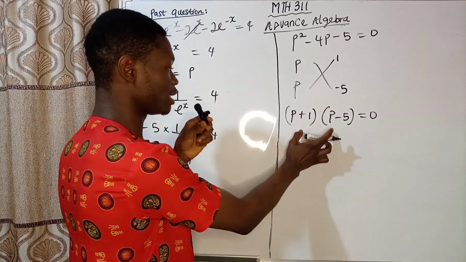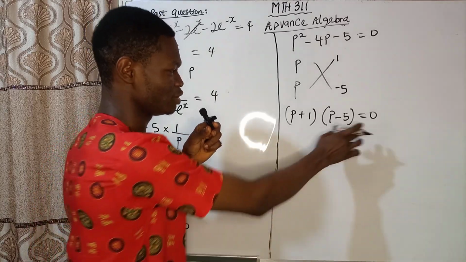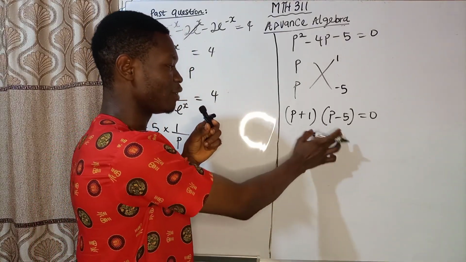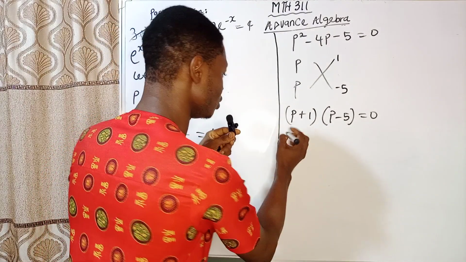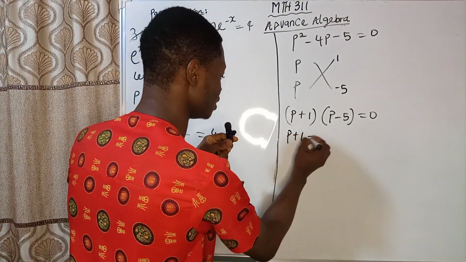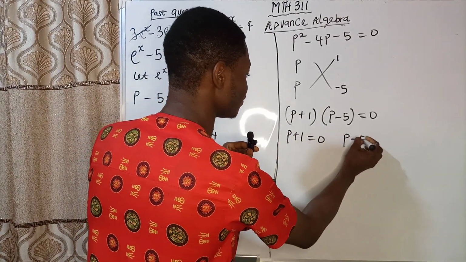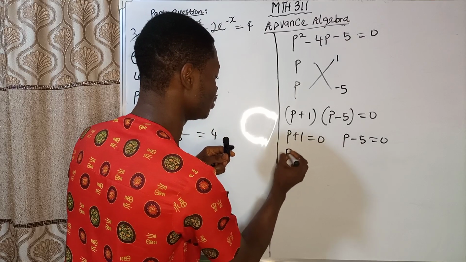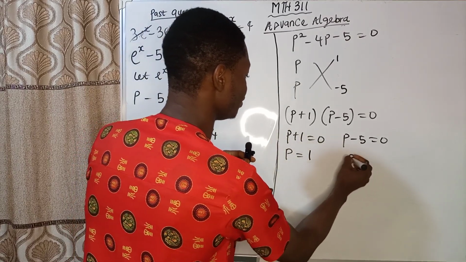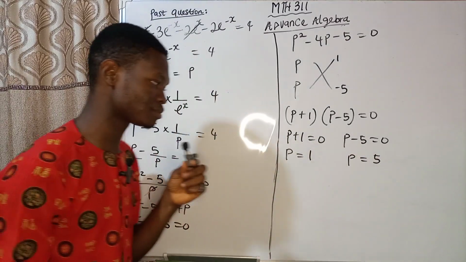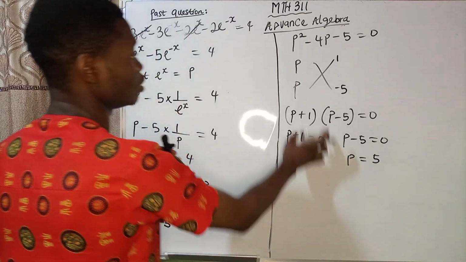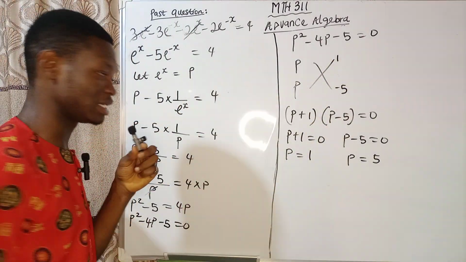Now, when two numbers multiply each other to give you 0, it means that either of the numbers is 0. So either p plus 1 is equal to 0 or p minus 5 is equal to 0. So p is equal to minus 1 and p is equal to 5. We have gotten the roots of this quadratic equation.